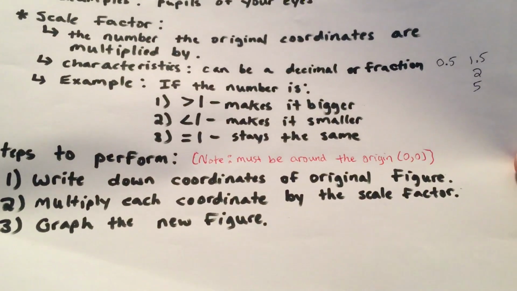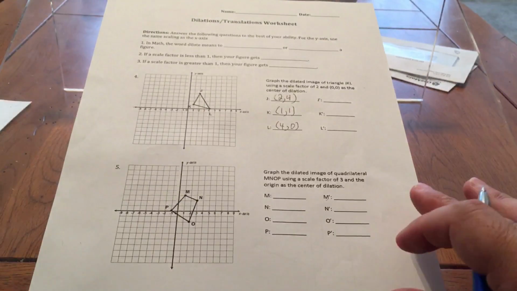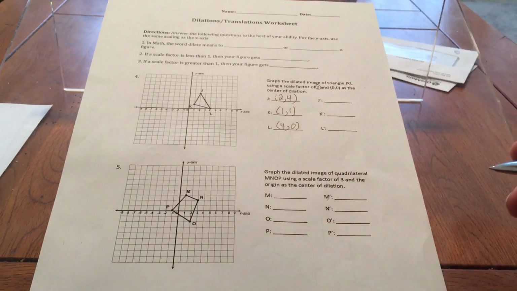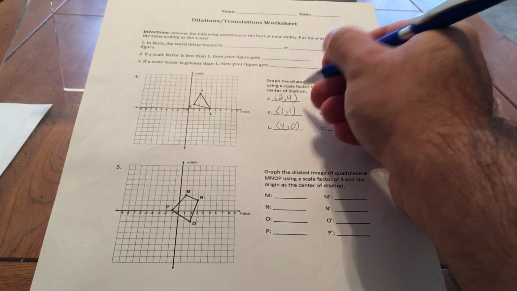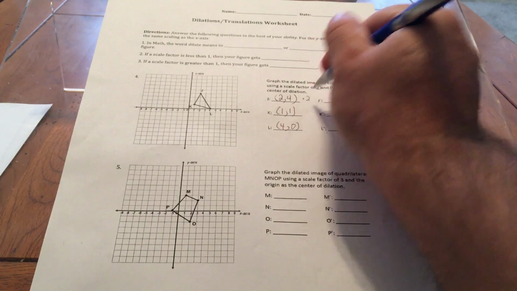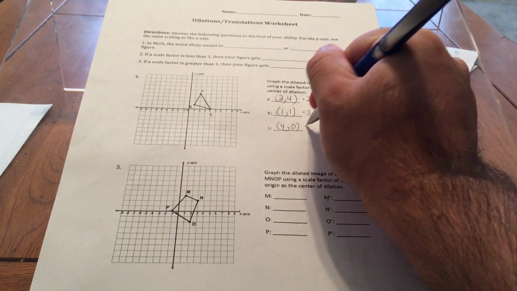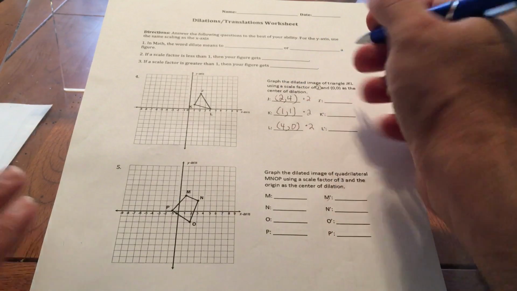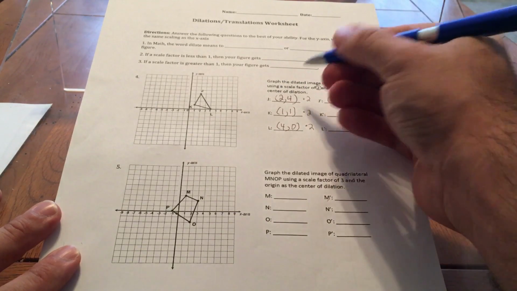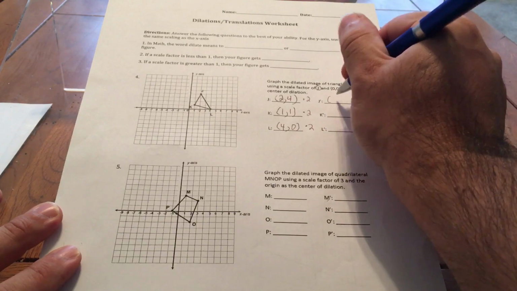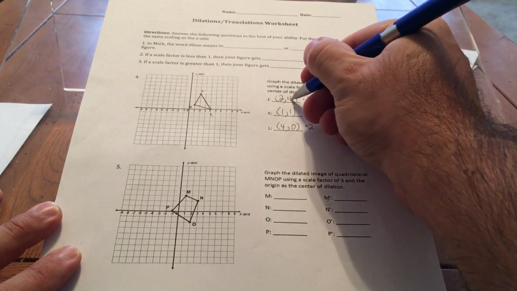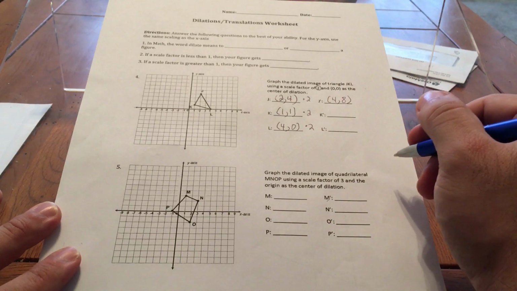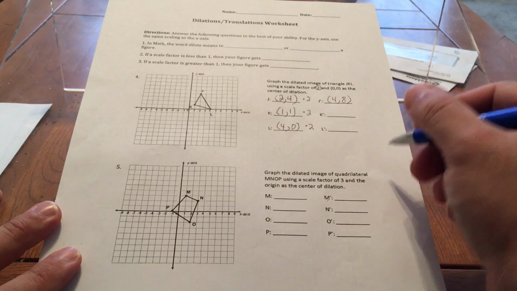Step 2 is to multiply each coordinate by the scale factor. In this problem, they give us a scale factor equal to 2. So basically, what we're going to do is multiply all these coordinates by 2, and we're going to multiply both the x and the y coordinate. So for J prime, our new image would be 2 times 2 is 4, and then 4 times 2 is 8. So our newly dilated image is at the coordinate points 4, 8.